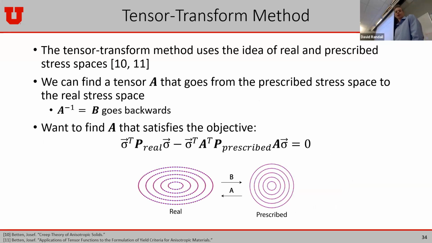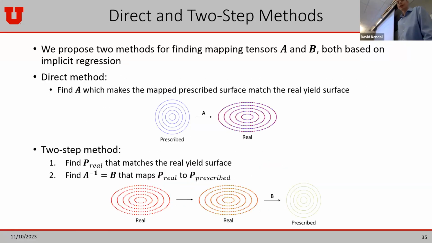And then the tensor transform method formulates two different mapping tensors, A and B, which go from a given yield surface to a real yield surface and backwards respectively. And the tensor transform method forms this objective function shown here, which basically states that when we take the prescribed or given yield surface and we map it to the real space, they should behave the same. So we're interested in extending this tensor transform method to an evolving yield surface.